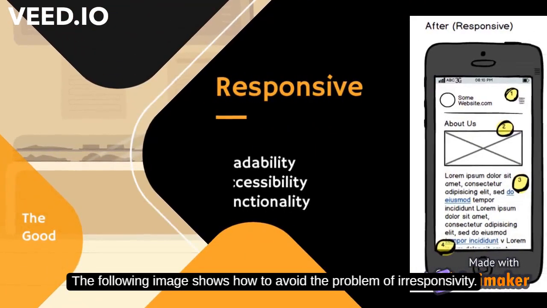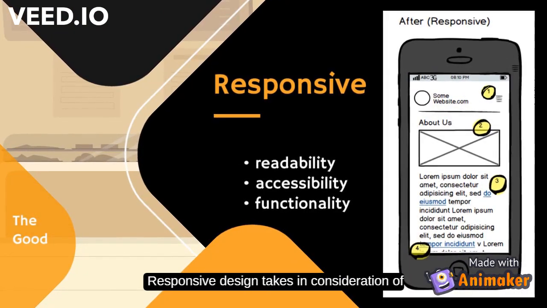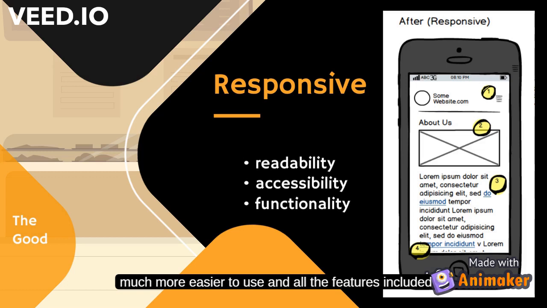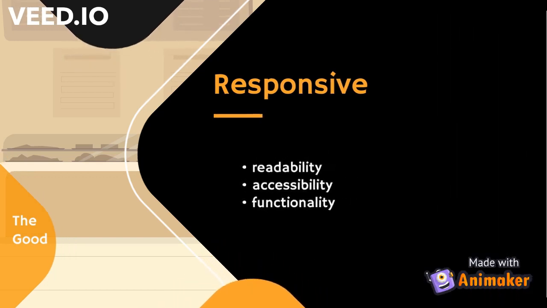The following image shows how to avoid the problem of unresponsiveness. Responsive design takes into consideration three key areas: readability, accessibility, and functionality. For example, a website following responsive design is much easier to use, and all the features included in the computer version of the website are easily accessed in the mobile version of the website.